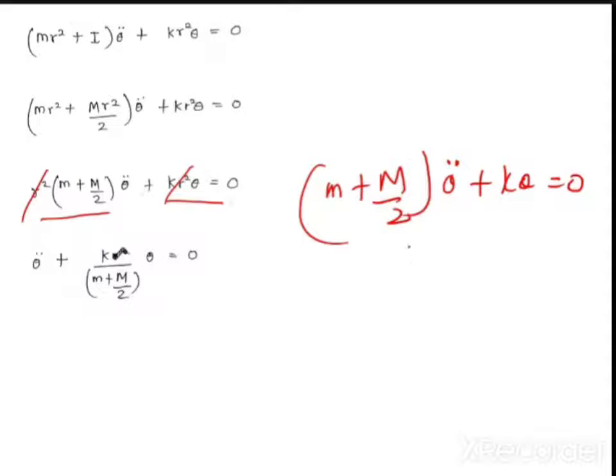Right? Now what we'll do? We will divide this theta double dot term by k. So what I will get? Theta double dot plus k upon (m plus M by 2) theta equals 0. Okay. Now anybody, what is the next step?